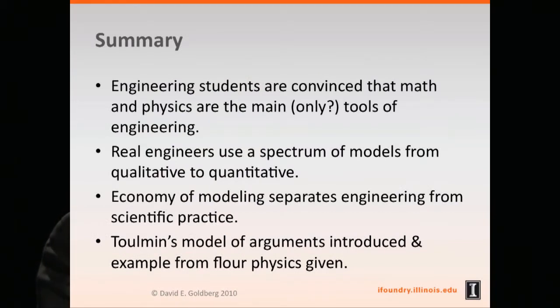So engineering students seem convinced, because of the nature of their education, that math and physics are the only real tools of engineering. Real engineers, however, use a broad spectrum of models from the qualitative to the quantitative, and the economy of modeling is what separates good engineering practice from trying to be more scientific for science's own sake. Engineers are always in a resource-constrained environment. We also introduced Toulmin's model of arguments to help us unify our thinking about engineering models.